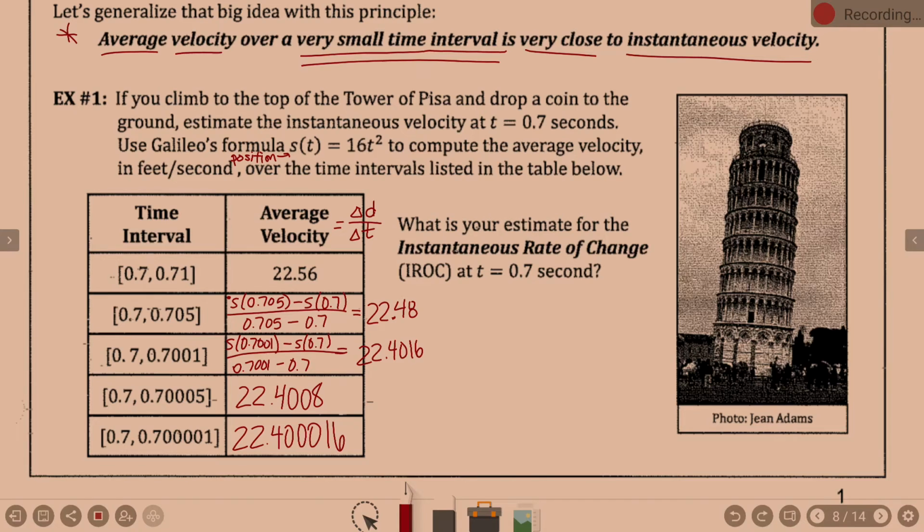So what would you say, what is your estimate for the instantaneous rate of change, otherwise known as IROC, at 0.7 seconds? 22.4 per second. Okay. And again, that's an estimate, right? But we have enough evidence here, 22.4 feet per second at 7/10 seconds.